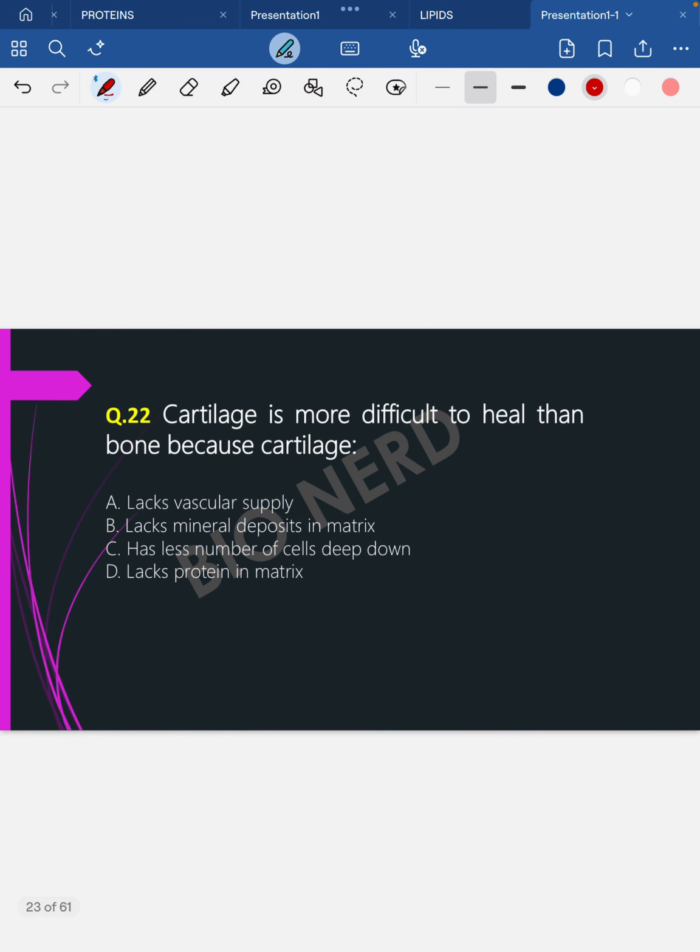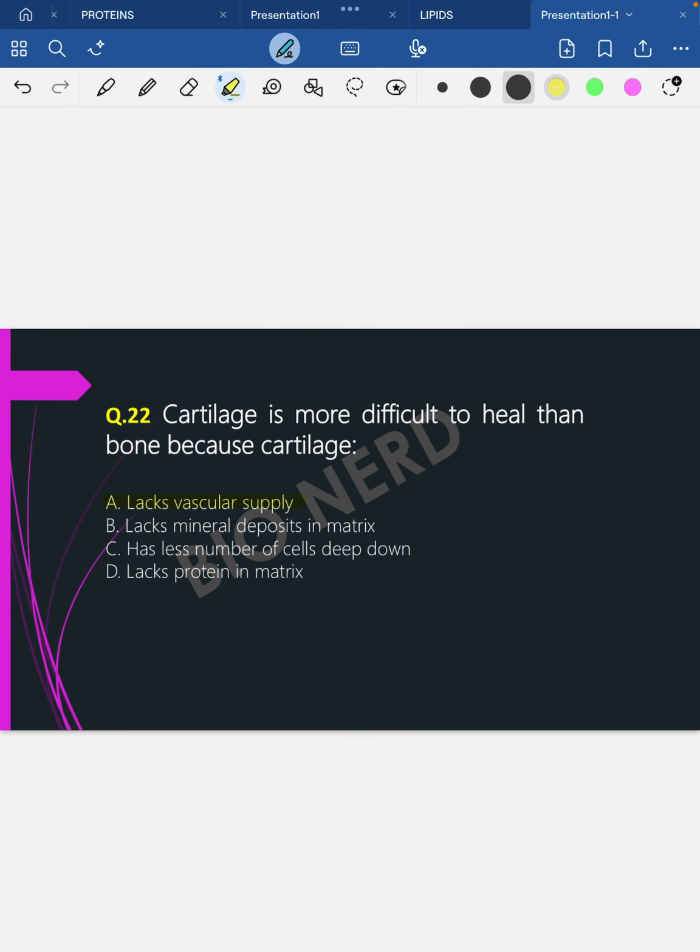Okay, 22, cartilage is more difficult to heal than bone because cartilage lacks vascular supply. Very easy. You know very well that blood vessels are not present in the cartilage. Then a question arises in mind, then how does it get oxygen and nutrients? In the surrounding areas, blood vessels are present.